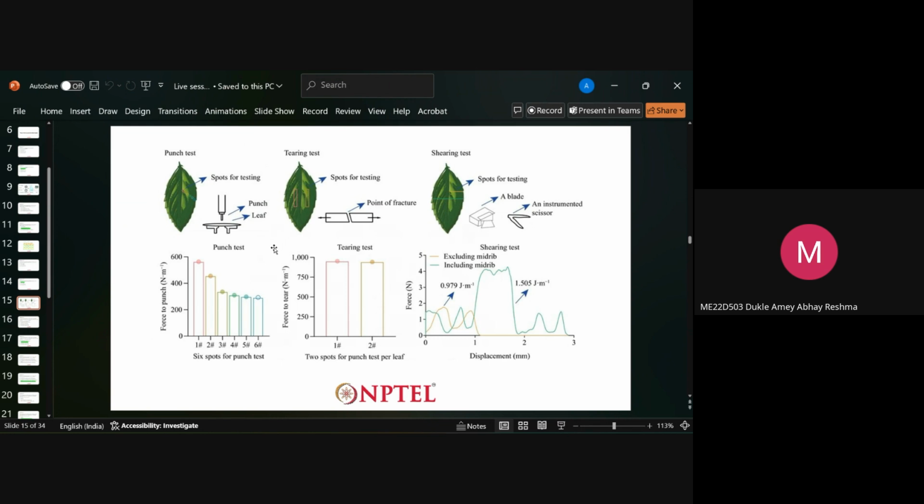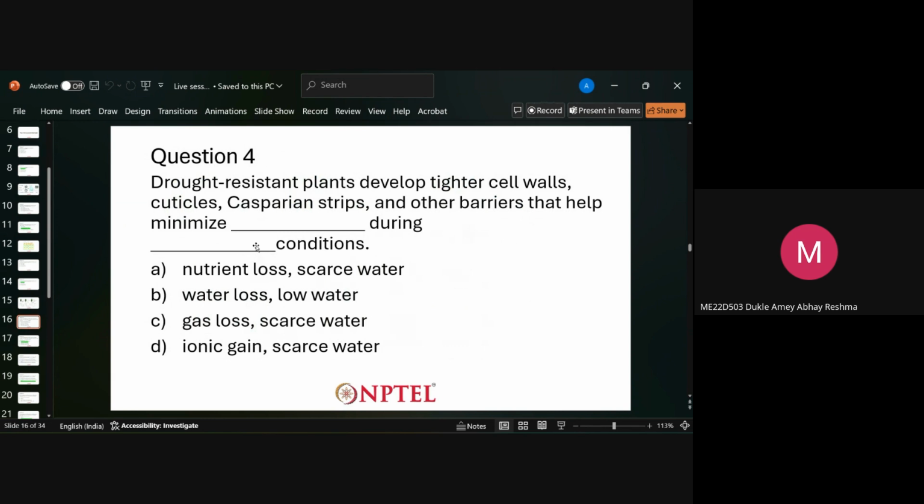So the first test is the punching test. Then you have the tearing test, and you also have the shearing test. In the case of the tearing test, the major failure mode is crack initiation and propagation. The parallel veins do not let the crack propagate easily, so that leads to higher strength. So that is how it happens.